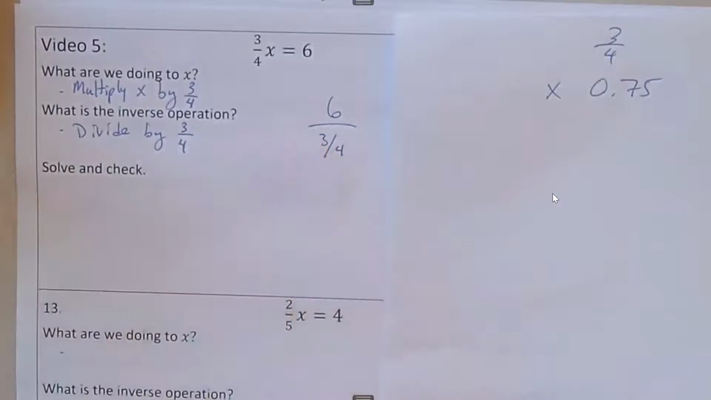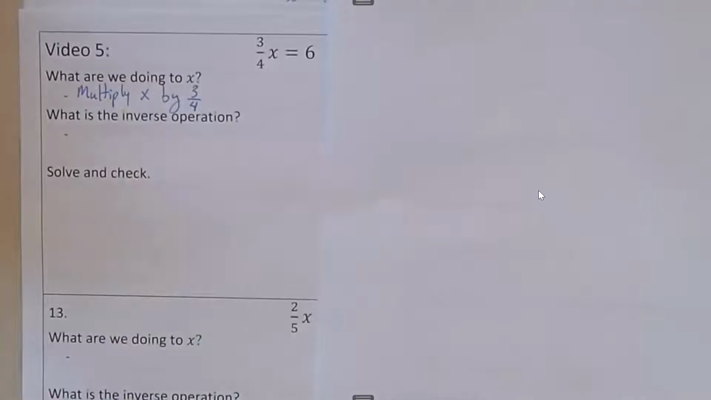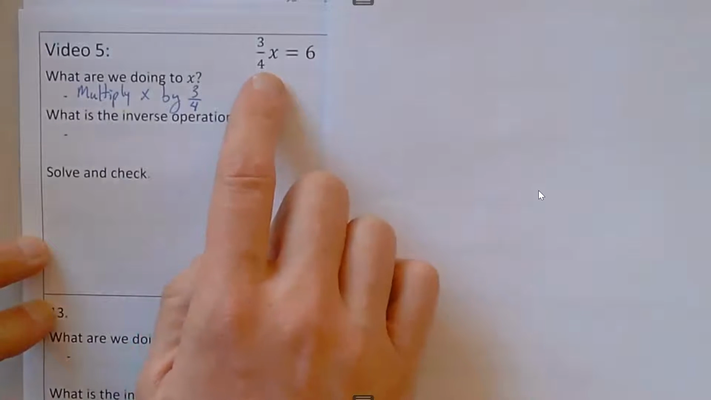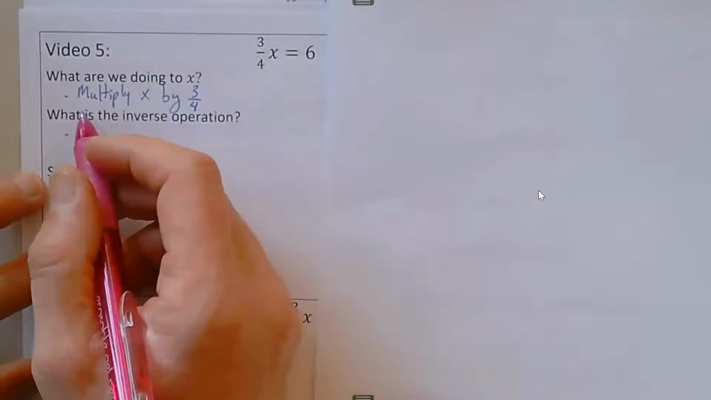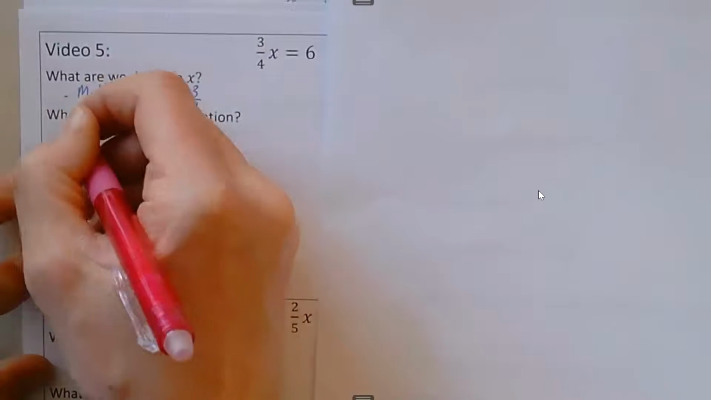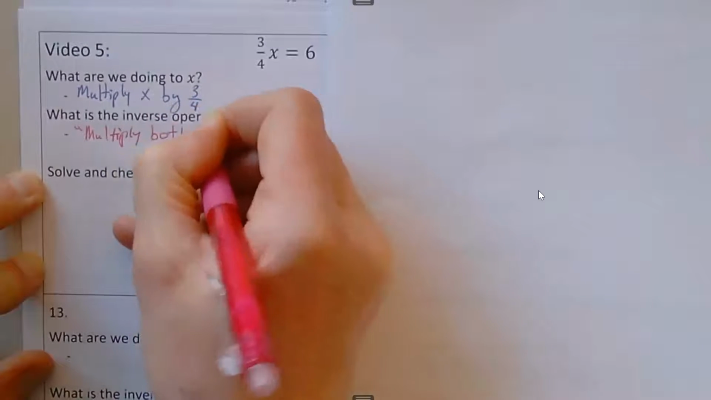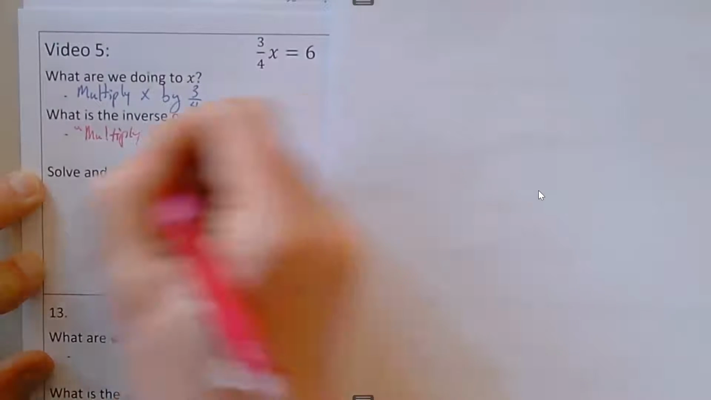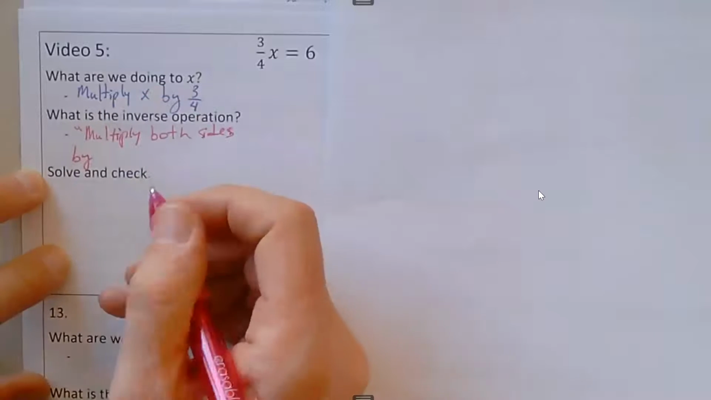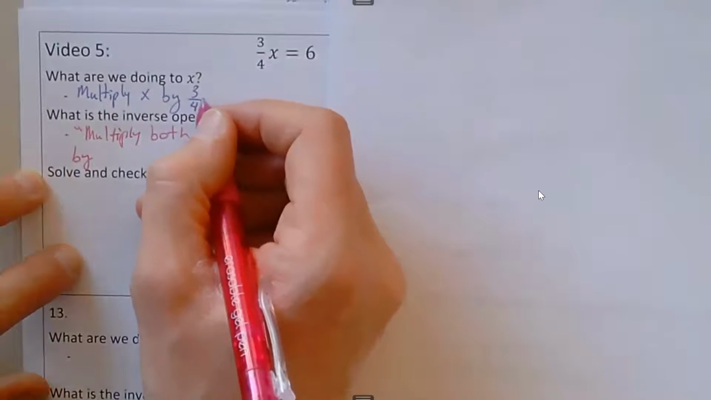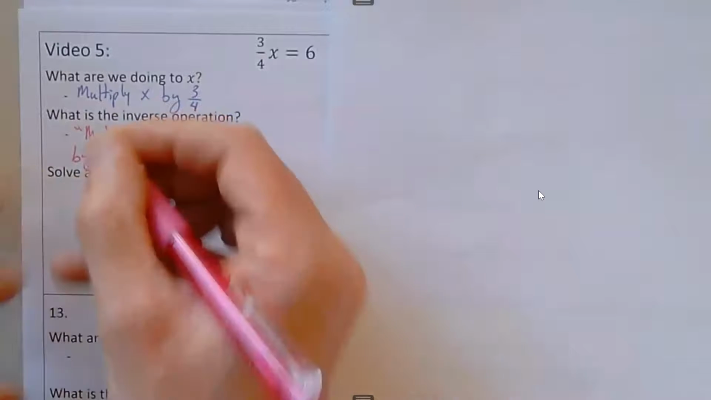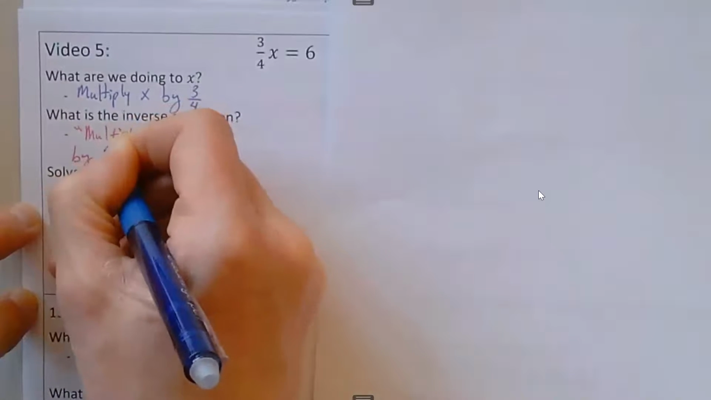So here's what I want you to do instead. What I'm going to show you is the most straightforward way to get a question like this correct, where you need to divide by a fraction. Instead of saying divide for the inverse here, even though you're not wrong, I want you to say it another way, which is multiply both sides by the reciprocal, the flipped fraction of 3/4. So multiply both sides by 4/3.